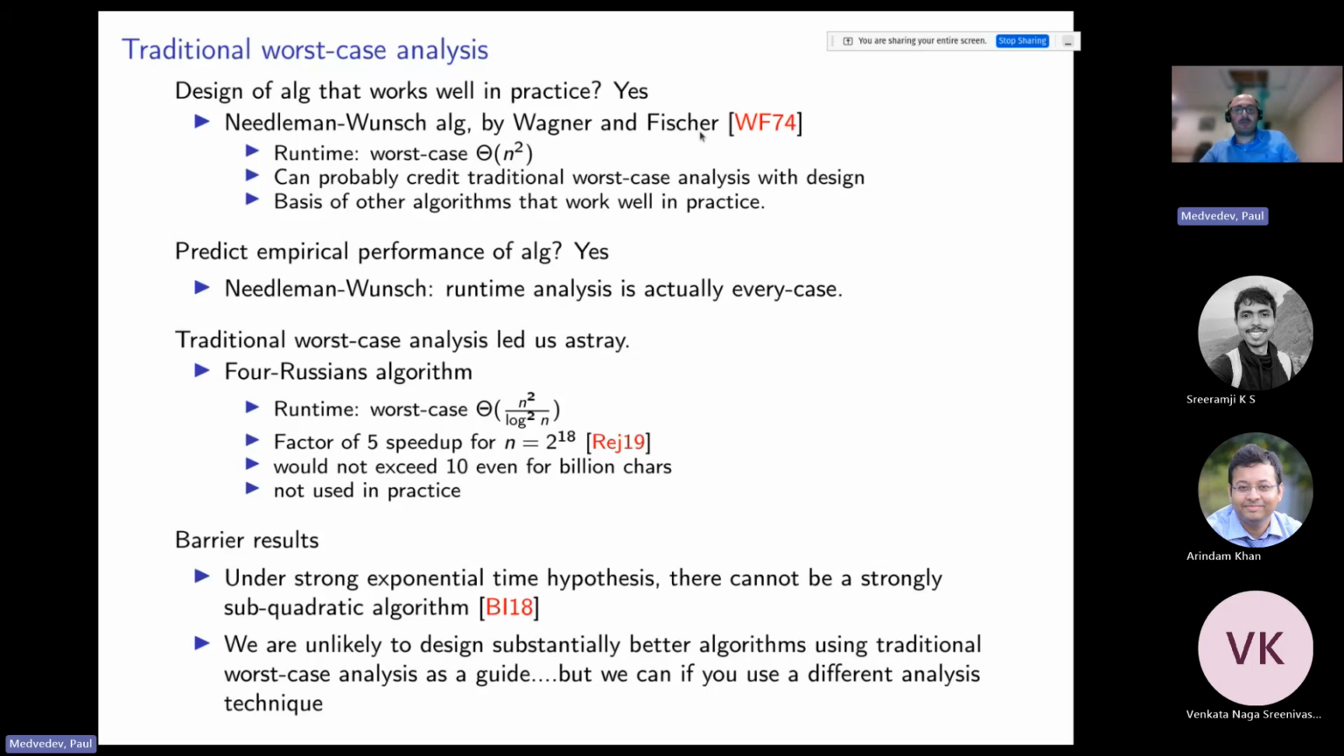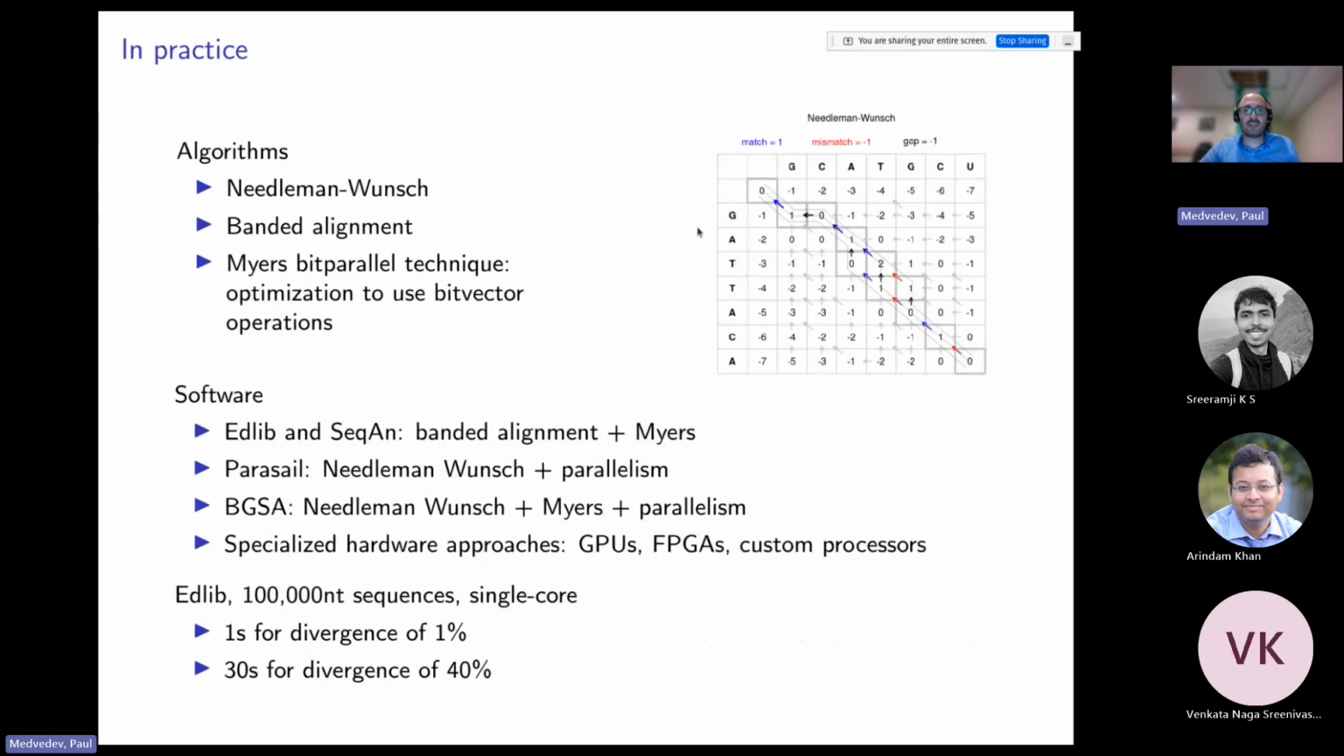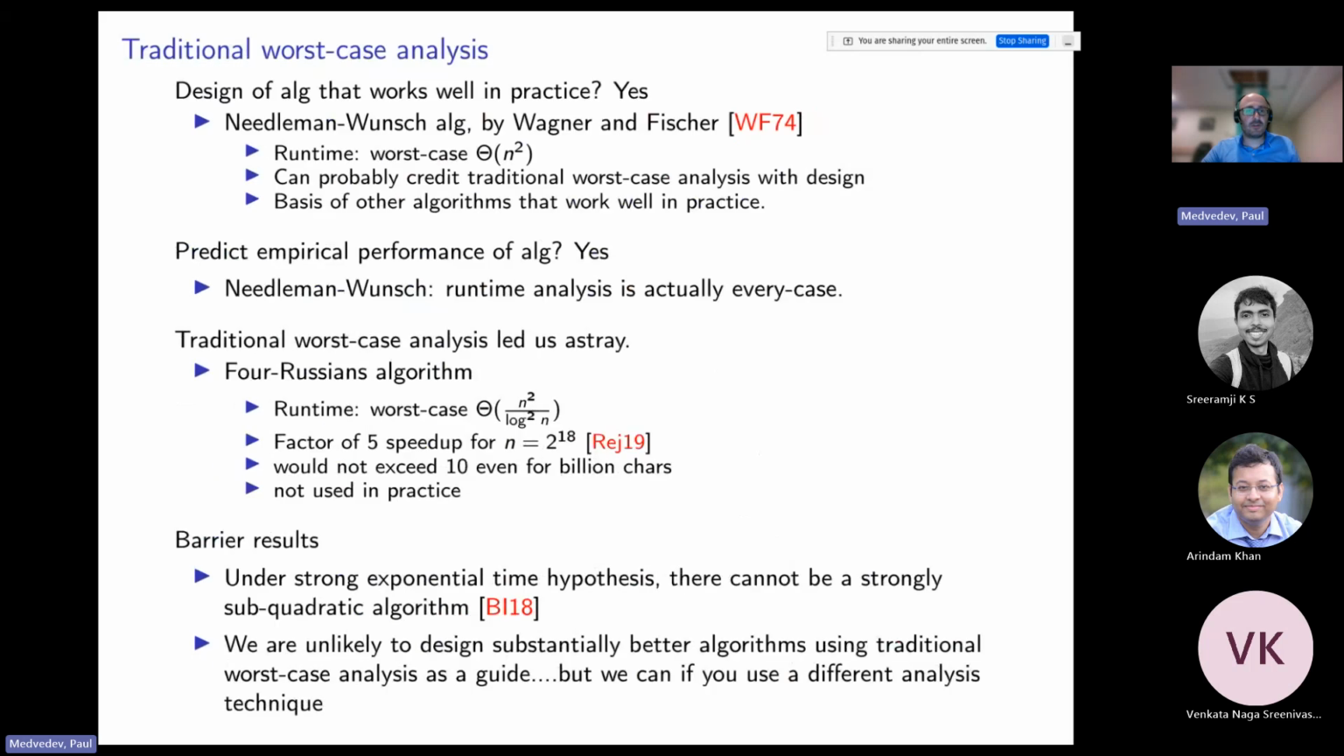The Needleman-Wunsch algorithm, if you think about it, is not just worst case, it's actually every case. We fill in this matrix regardless of the data. We have to do the n squared cells. So for any input, it's going to take order of n squared time, theta n squared time. So it's actually very good. The n squared is a very good predictor of empirical performance.